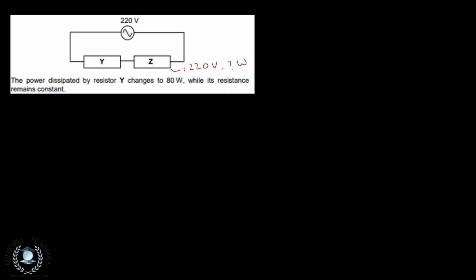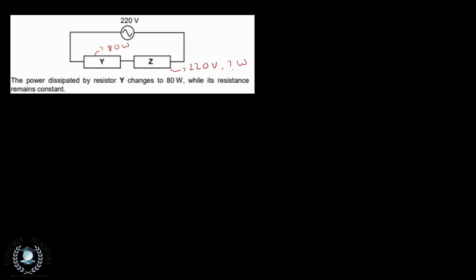So that means the power dissipated there is going to give us 80 watts now, because probably the current has gone down. Let us see what the question wants. The question wants us to calculate the power rating X of resistor Z. So it wants us to know the power that will be dissipated, assuming that Z has a constant resistance, so that does not change.